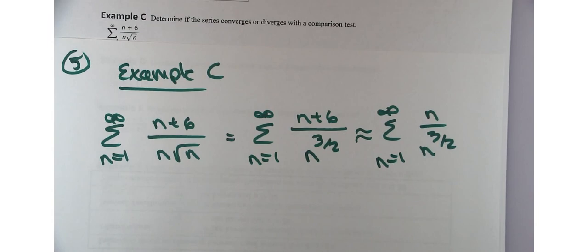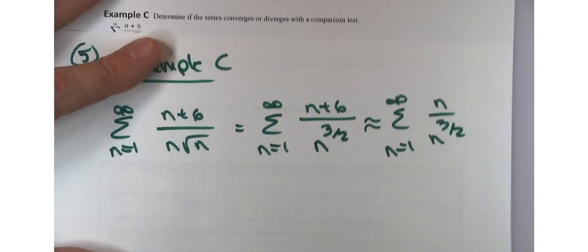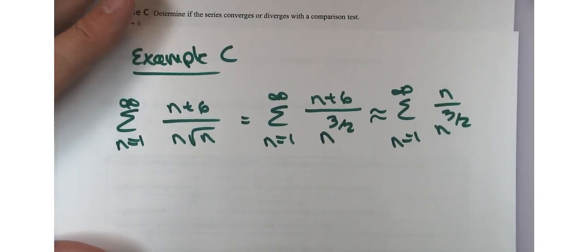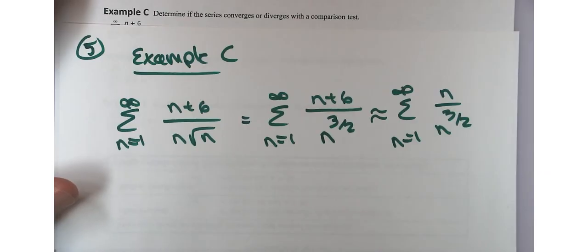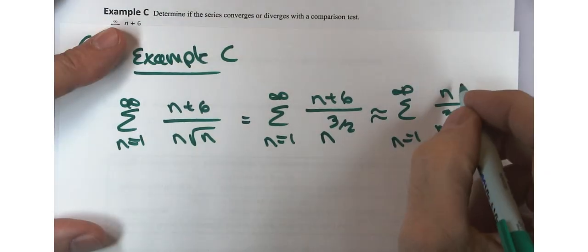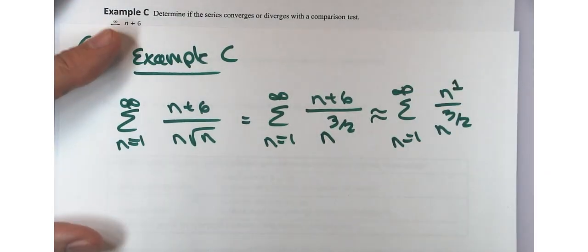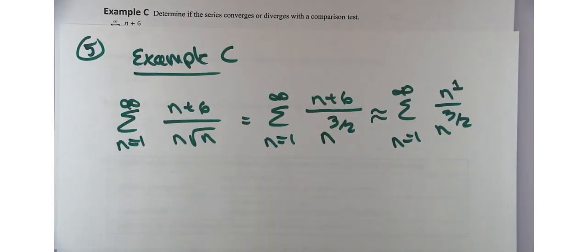What do you think there? Probably going to diverge. All right, sounds like a reasonable bet, but why? If you divide the n's into each other, you'll get n to the 1/2, the square root of n, and the p-series is going to say that's going to diverge.